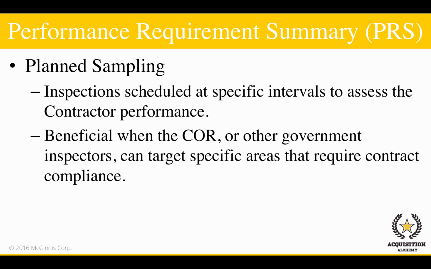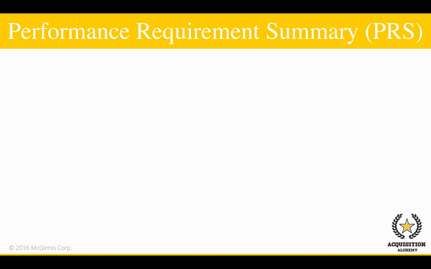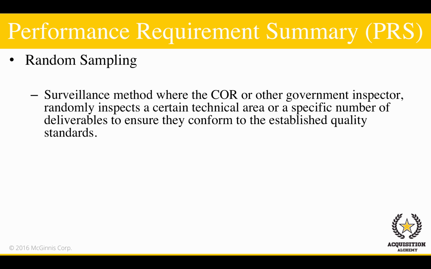Planned sampling. Planned sampling are inspections scheduled at specific intervals to assess the contractor performance. This sampling method is beneficial when the Corps or other government inspectors can target specific areas that require contract compliance. Random sampling is a surveillance method where the Corps or other government inspector randomly inspects a certain technical area or a specific number of deliverables to ensure they conform to the established quality standards.